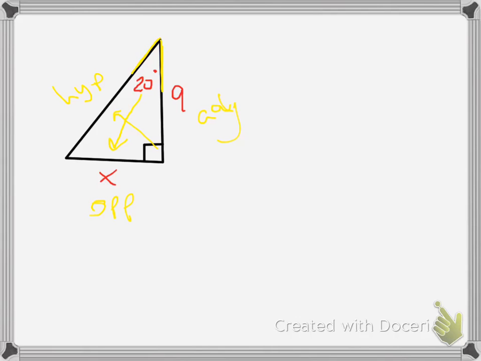Dealing with the opposite, that's the x, and the adjacent, that's the tangent function. Tangent is opposite over adjacent. So we'll set up tangent of 20 degrees is going to be equal to x divided by 9.